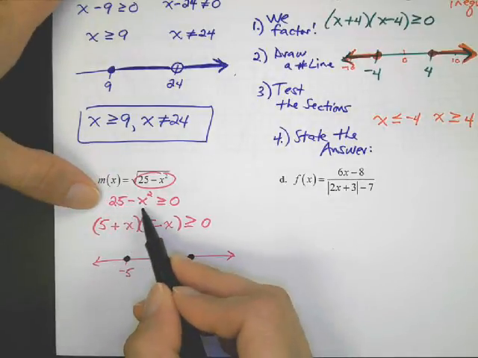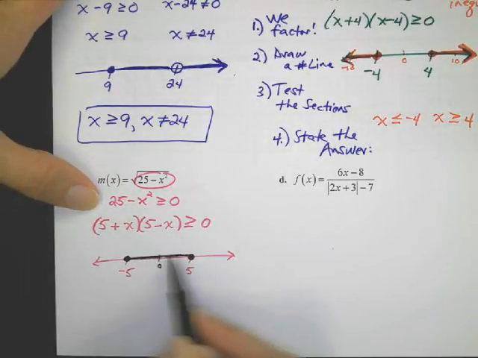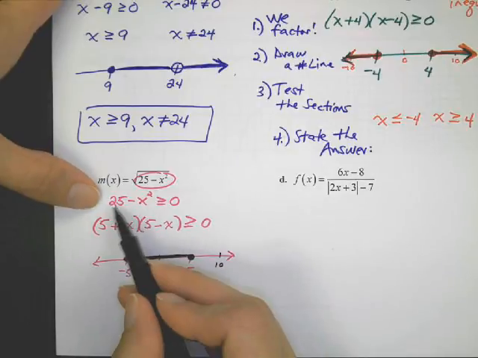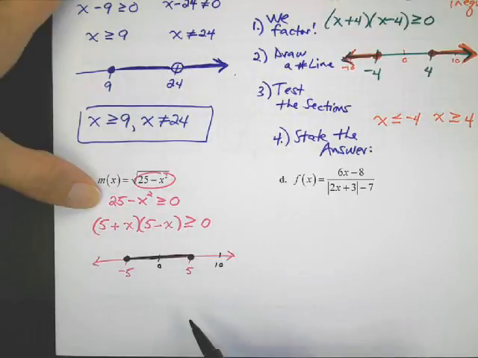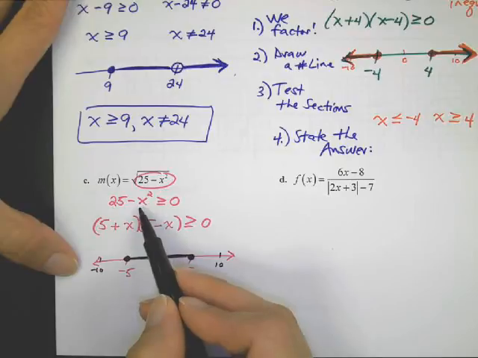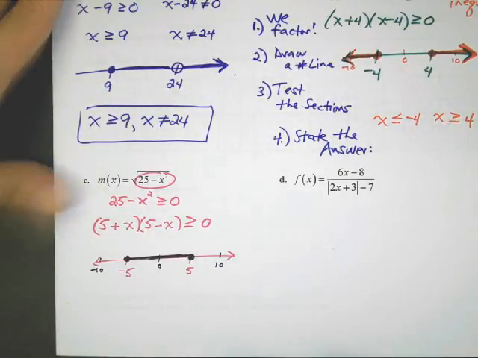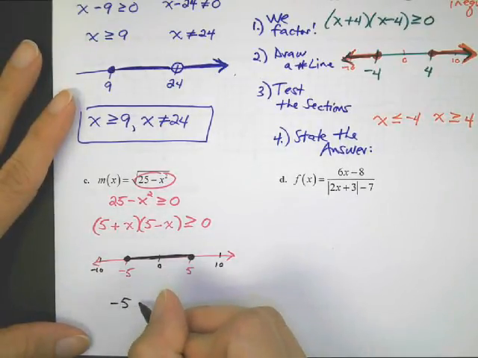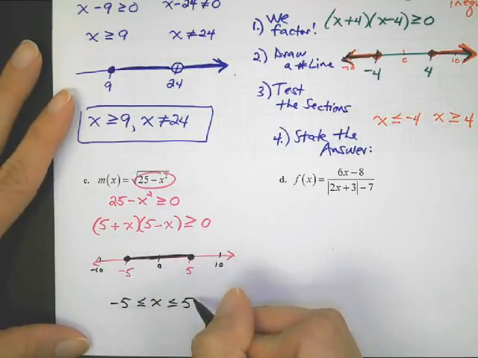Okay, let's test the number 0. Is 25 minus 0 more than 0? Yes. Okay, so this is a good section. Let's test the number 10. Is 25 minus 100 positive? No, that section's not good. And the same thing with negative 10. 25 minus negative 10 times negative 10 is 100. 25 minus 100 is not any good. Okay, so the answer is negative 5 less than or equal to x, less than or equal to 5.